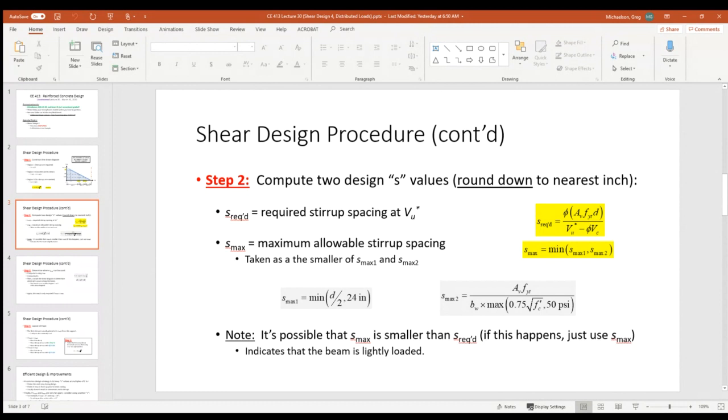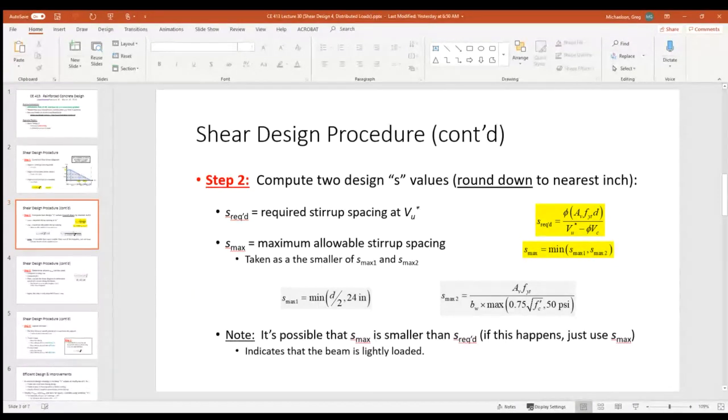Whenever S max is smaller than S required, what that just means is that the beam doesn't have much load on it. It's very lightly loaded. And if that happens, you just use S max for your design. So I don't want you to find yourself in a scenario where you compute these two values, S max is smaller, and you're like, oh, what do I do? You just use the S max.